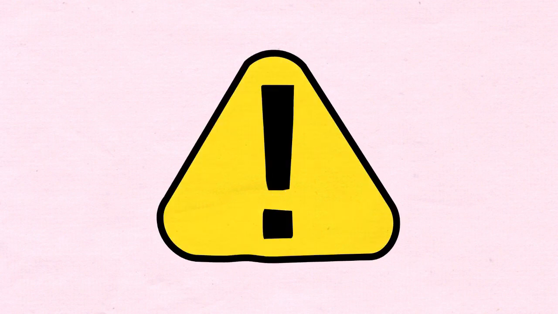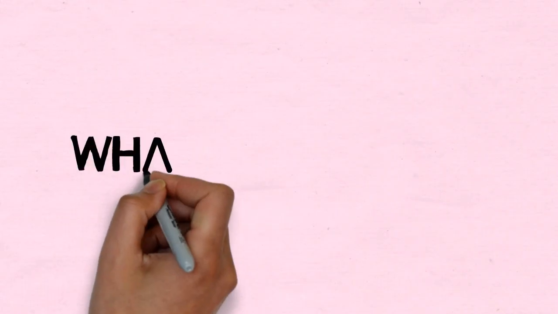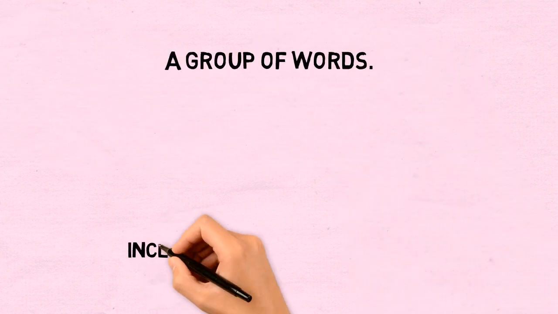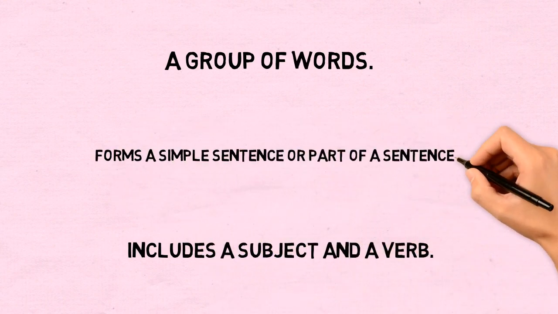Hello everybody. In this video, we shall try to understand clause, which is extremely crucial for any English learner. So let's begin. What is a clause? A clause is a group of words that includes a subject and a verb to form a simple sentence or only part of a sentence.